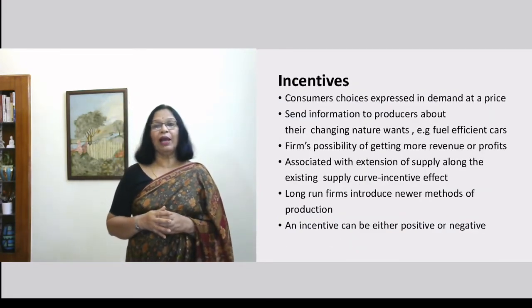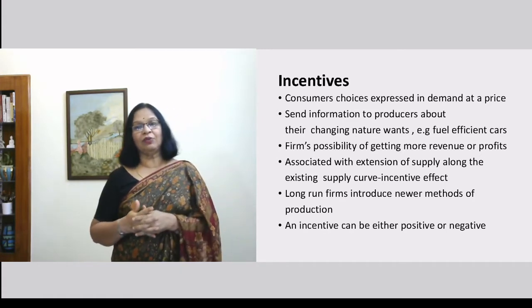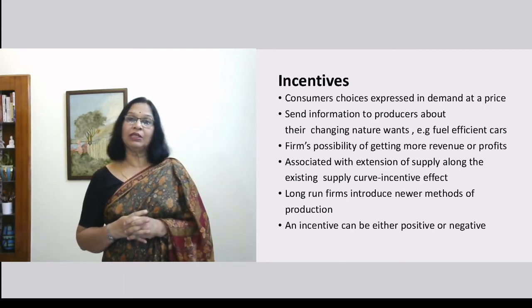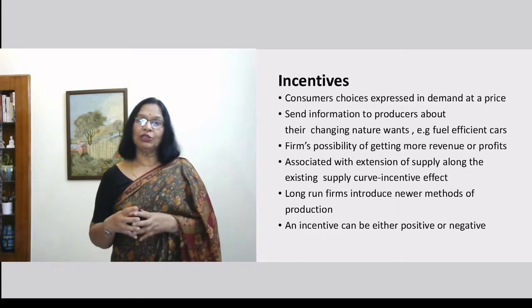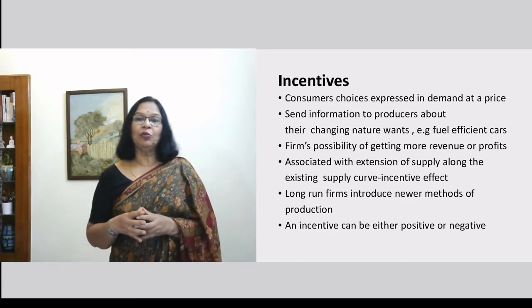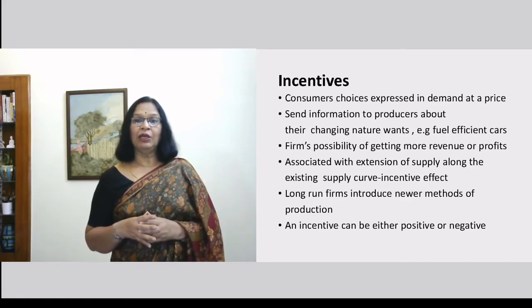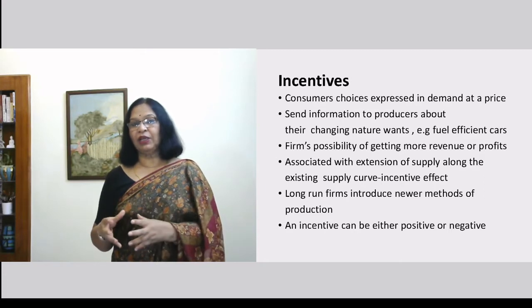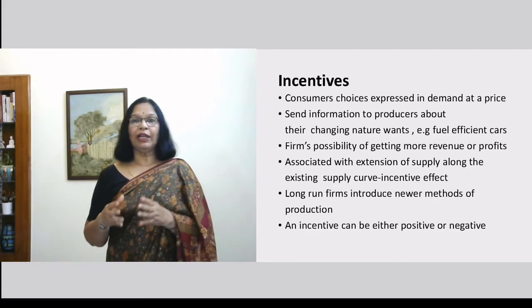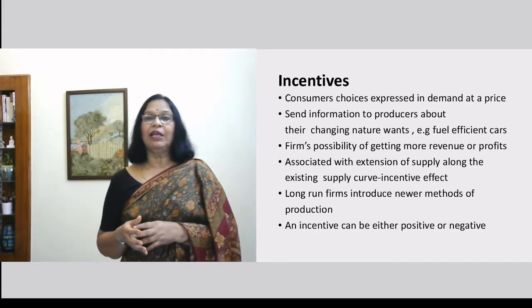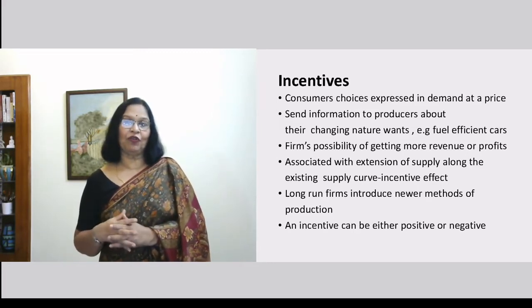The prices can also act as an incentive. It can guide the producers what to produce more and which to produce less. Consumers' choice is also expressed as demand in the market. So, how do consumers respond to a change in price? The consumers may give this information to the producer and ask for certain kinds of goods. For example, they may ask for fuel efficient cars. So when they express their demand for fuel efficient cars, it provides an incentive to the producer to make investment in the production of fuel efficient cars.